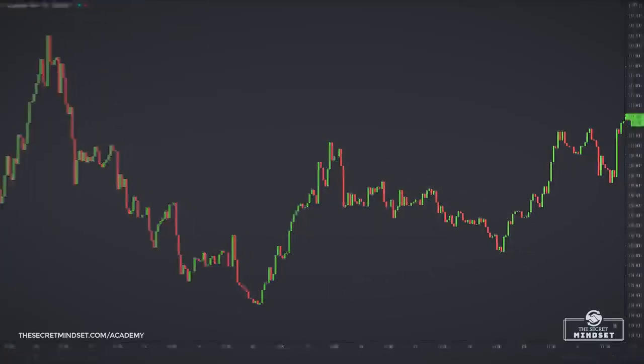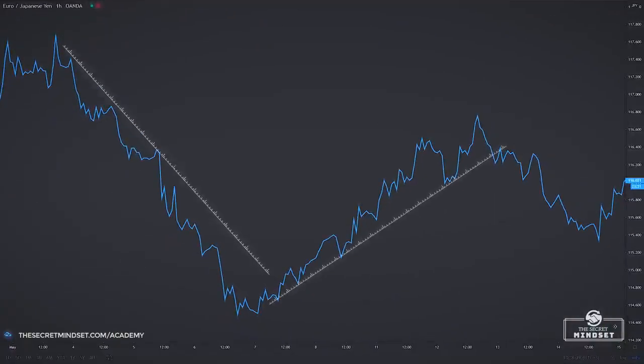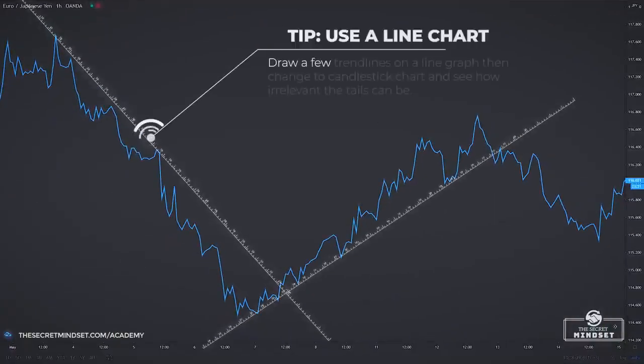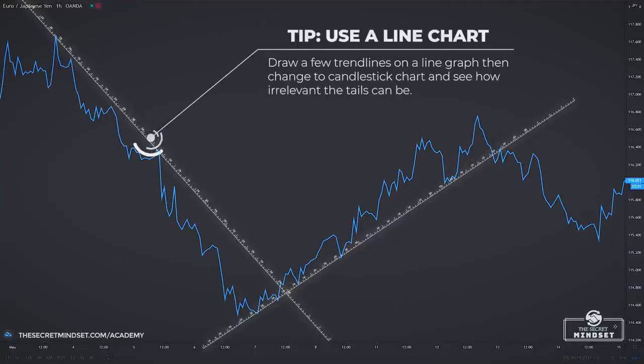I recommend using a line graph to plot major trends and support and resistance levels, as it focuses on the close price. Draw a few trend lines on a line chart, then change to a candlestick view and see how irrelevant the tails can be.